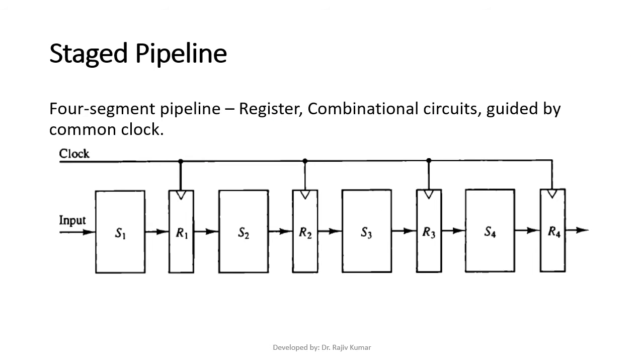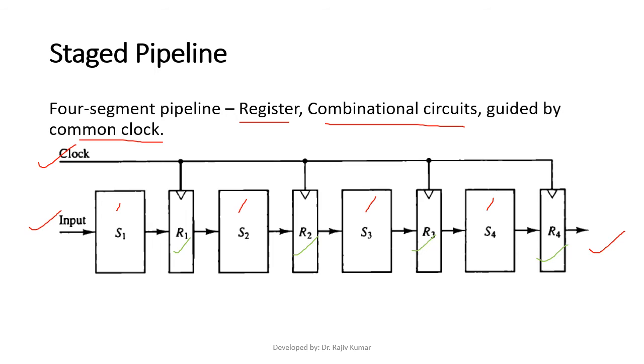Here, the 4-segment pipeline can be designed or developed using registers, combinatorial circuits, and one common clock. This is the common thing. This is the input, this is the output, two inputs. These are the stages. So these are the register interfaces marked with green.